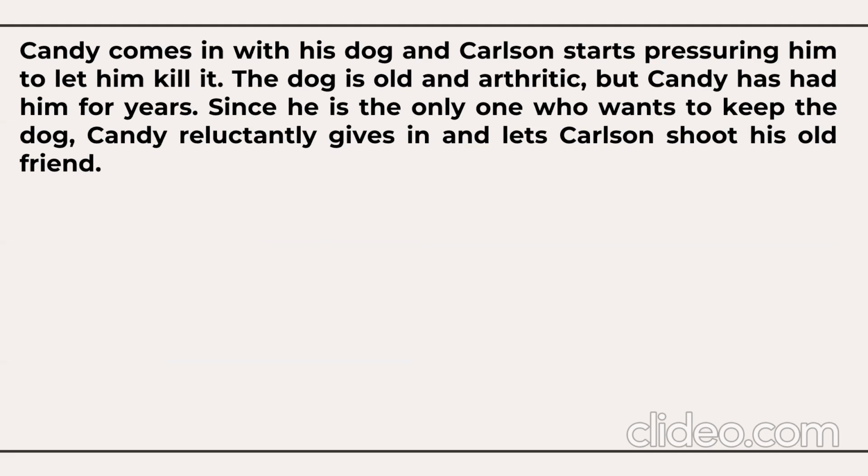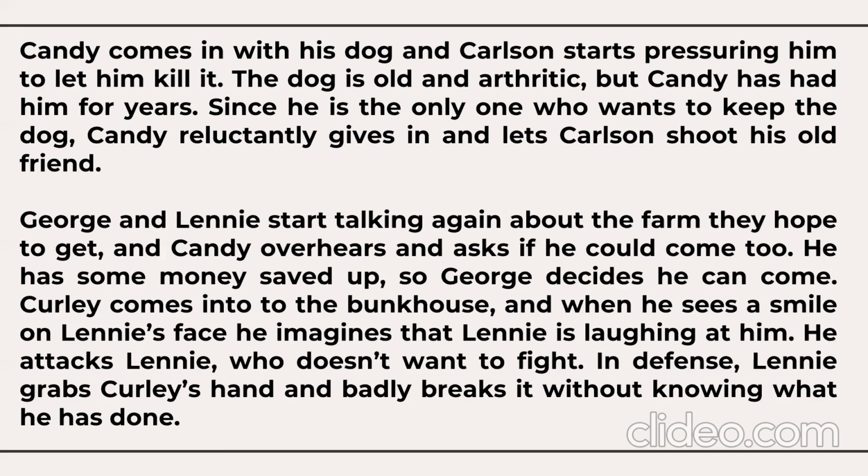The dog is old and arthritic, but Candy has had him for years. Since he is the only one who wants to keep the dog, Candy reluctantly gives in and lets Carlson shoot his old friend. George and Lenny start talking again about the farm they hope to get, and Candy overhears and asks if he could come too. He has some money saved up, so George decides he can come.